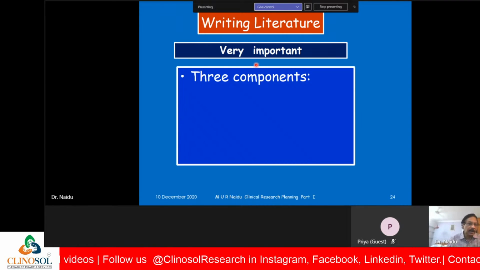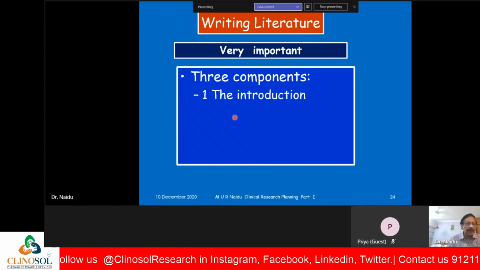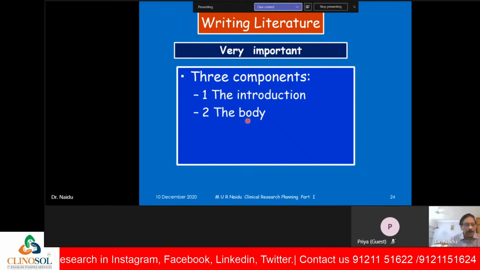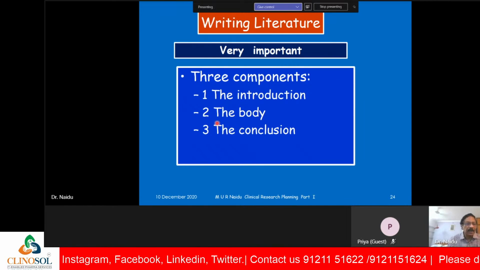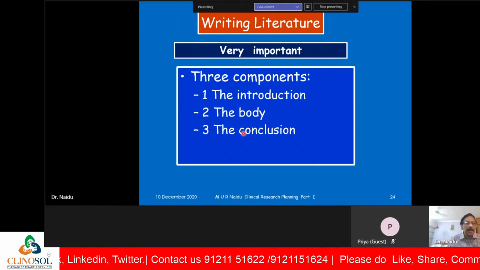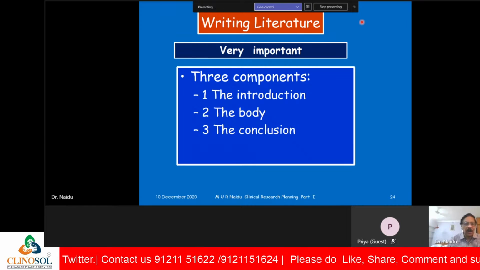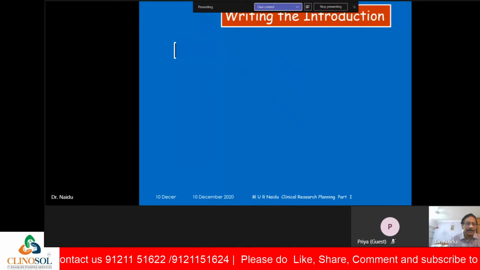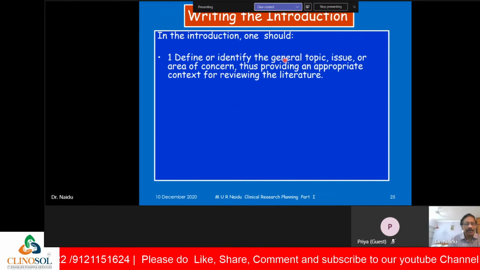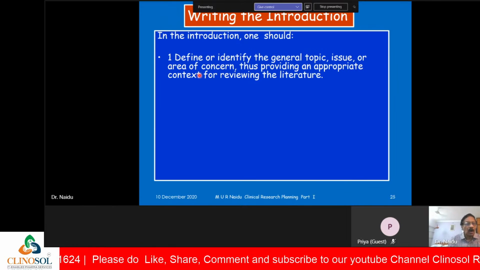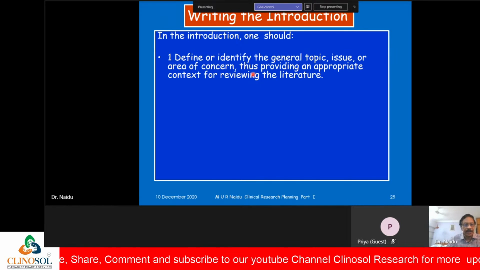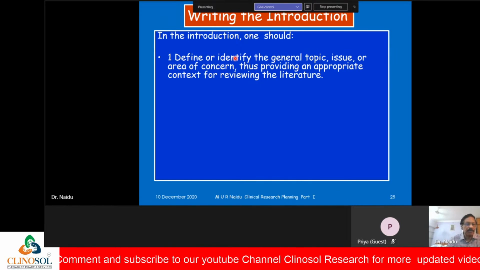There are 3 components for writing literature. One is that you have to write the introduction. You have to develop the body of your literature, and third is the conclusion. So these are the 3 main headings in your writing of a literature review. Now let us see them one after the other. Coming to the introduction, what will you write? Define and identify the general topic, issue or area concerned, thus providing an appropriate context for reviewing the literature. That is the first thing you have to identify.